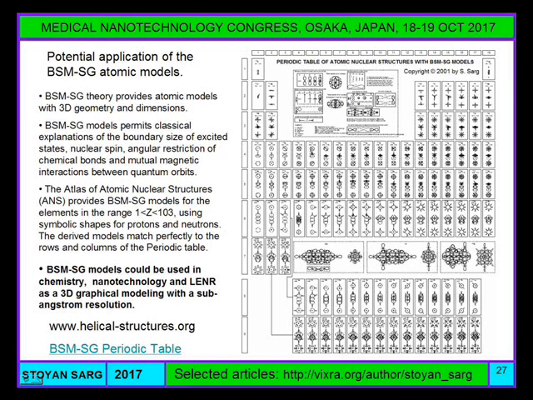The BSM-SG atomic models are separately published as the Atlas of Atomic Nuclear Structures. In this slide, the models for all atoms up to the Z number of 102 are shown as a periodic table of elements. The protons and neutrons are shown by simplified symbols. In these models, the positions of the electronic orbitals are easily identifiable. In this periodic table, the revealed new features of the elements are illustrated in a new original way.